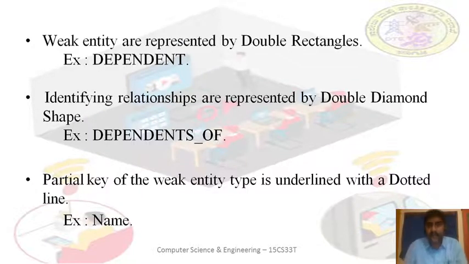Then weak entity types are represented by a double rectangle. In the ER diagram we have an example, dependent, that indicates the weak entity type. And similarly, dependent of indicates the identifying relationship of the weak entity type. It is denoted as a double diamond shape. The partial key of the weak entity type is underlined with a dotted line. Here the weak entity type is dependent. It has a key, that is the partial key, which is underlined, that is name.